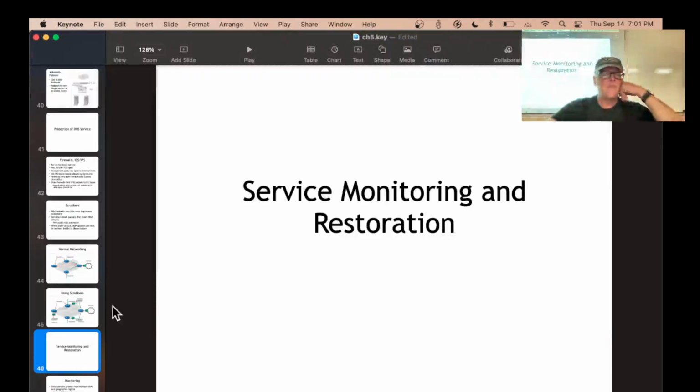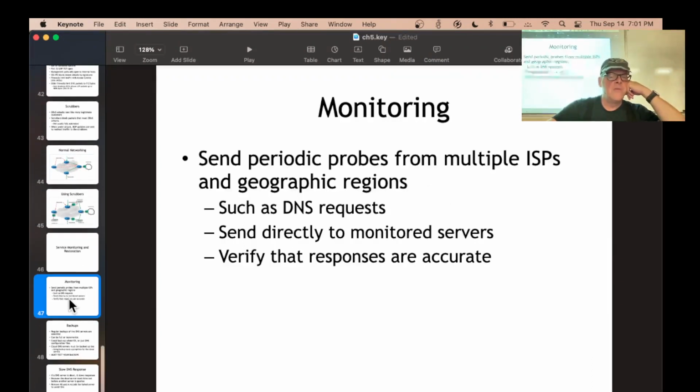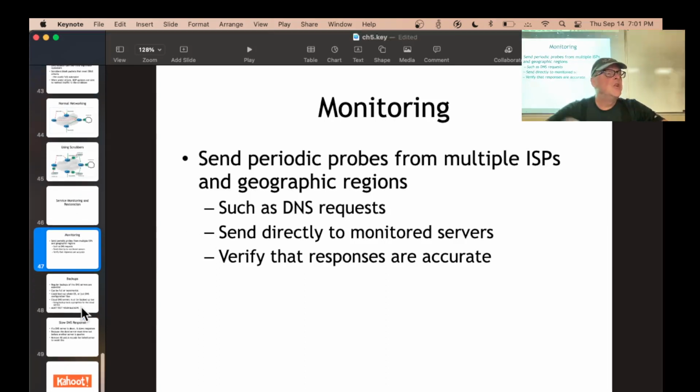All right, so then service monitoring, of course. You should be monitoring your DNS to make sure it's working. Send requests from various locations, making sure it's working from all the locations that matter, because it's pretty easy to kill intermediate devices, so you lose service in, say, one country or from one internet service provider. So verify this. There are a lot of tools and services out there that will do this.